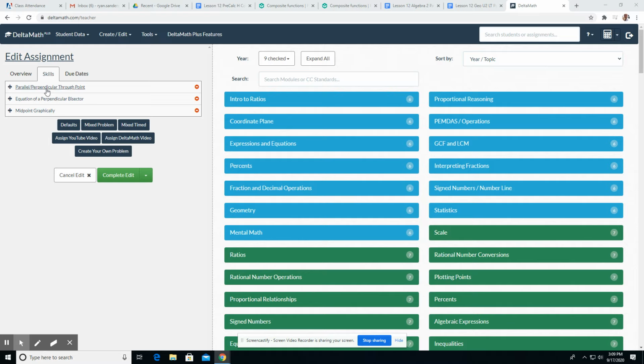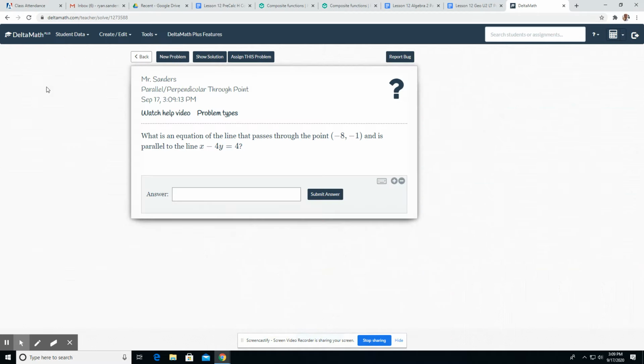Here we go. Our first one is parallel and perpendicular through a point. Let's get started. What is the equation? They're asking for the equation of the line that passes through this point. That's the x value, that's the y value, and is parallel to this line right here.